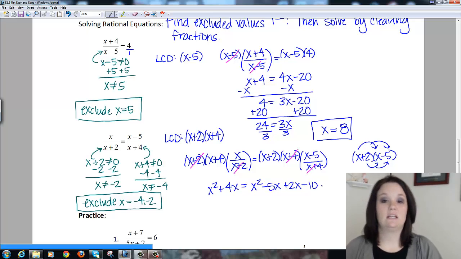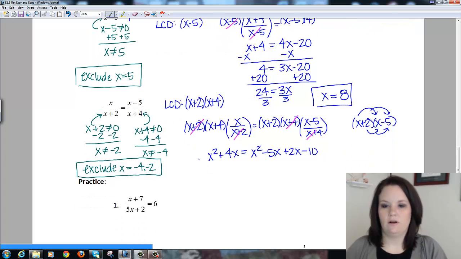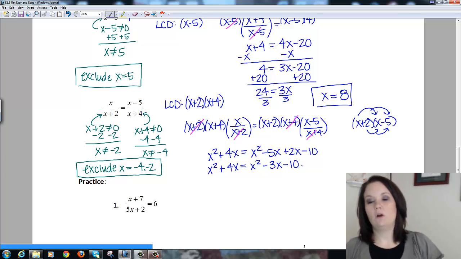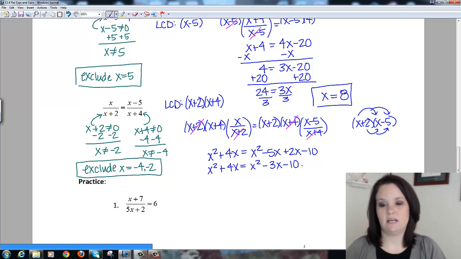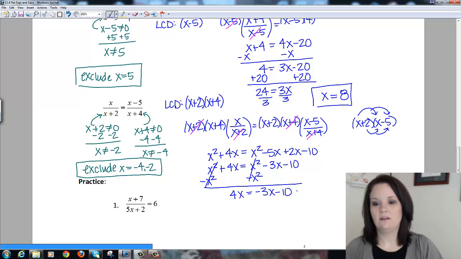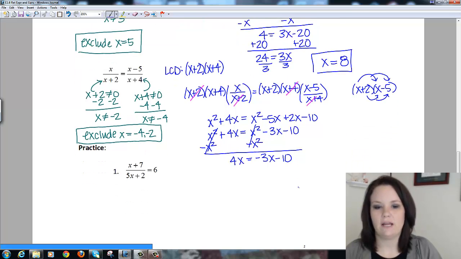Okay. Then I just need to combine all my like terms. So I have x squared plus 4x is equal to x squared minus 3x minus 10. Now if I wanted to start moving these all to the same side, notice what happens if I subtract x squared from both sides. Those cancel on both sides. And I'm left with 4x is equal to negative 3x minus 10. And then here I can just easily solve for x.